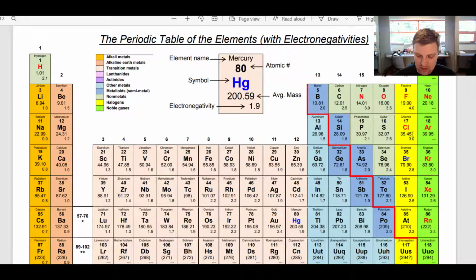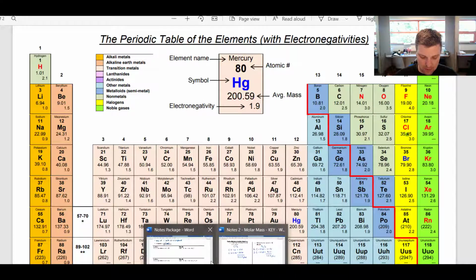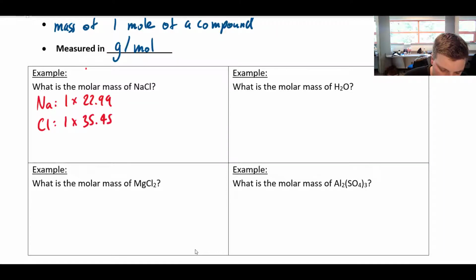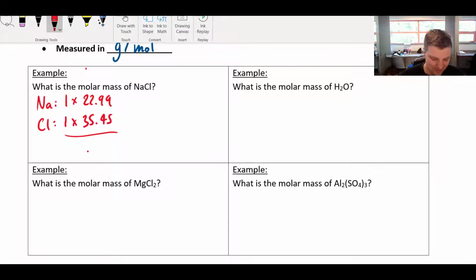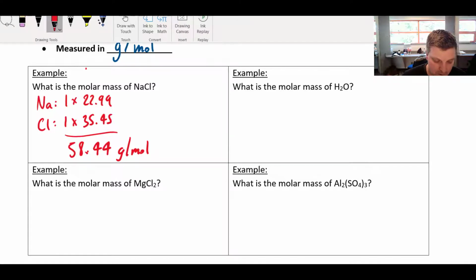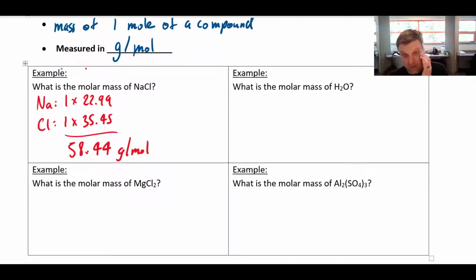And chlorine is over on this side. It has a molar mass of 35.45 grams per mole. So I'm going to set it up like this. For sodium, that's just going to be 1 times 22.99. And my chlorine, there's only one of those, so that's multiplied by 35.45. And when I add these up, I get 58.44 grams per mole.